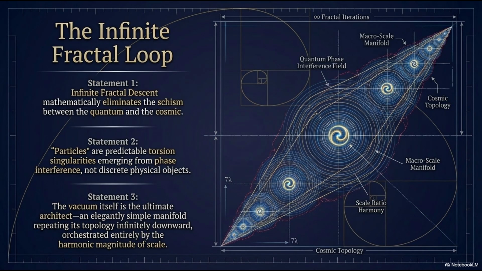We have covered an incredible amount of conceptual ground today. Let's try to synthesize this for everyone listening. The core takeaway is that infinite fractal descent eliminates the artificial wall between the microscopic quantum world and the massive cosmic world. The vacuum of space is not an empty, flat stage. It is the ultimate active architect. Everything from the quarks buzzing inside your cells to a helicopter rotor to the supermassive black hole at the center of the Milky Way is orchestrated through the exact same harmonic descents of tension. It's all connected. The universe is elegantly simple, repeating its topology infinitely at every scale.